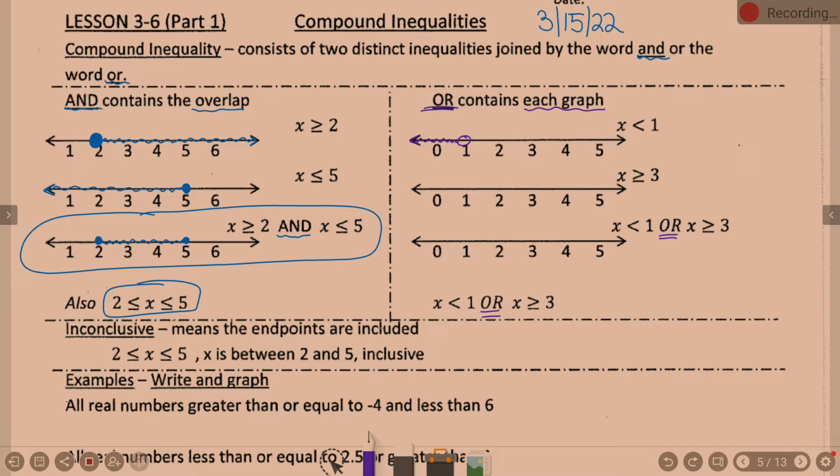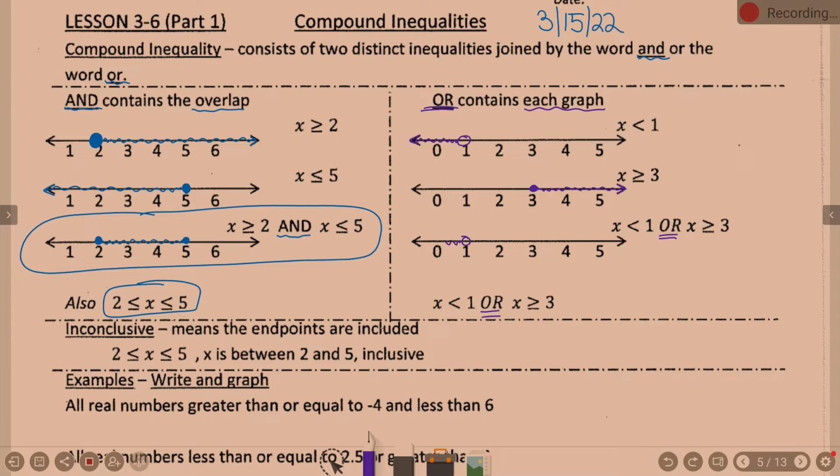X greater than or equal to 3. This time, closed circle because it's equal to again. But it says greater than, so we're going to the right. And then you go to the 1 and the 3. Do you shade in the middle? No, because it's or, so it's going to have both of them. With or, you're shading whatever you shade up above here. So they don't have to overlap. You're just shading whatever.